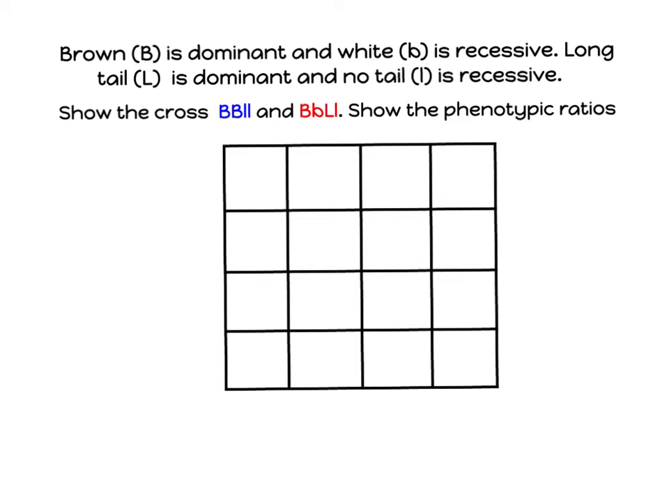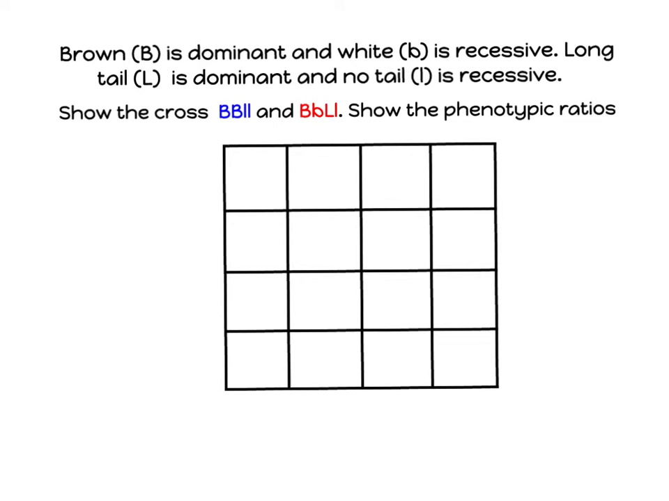Okay, so here we have a Punnett square problem. Brown is dominant to white, and long tails are dominant to no tails. So we're going to do this problem from start to finish. The most important thing is that we'll be showing the phenotypic ratio from scratch, so there's no filling in the blanks. We are starting with nothing, and I'll show you how to set it up.